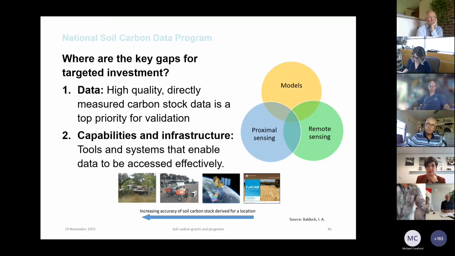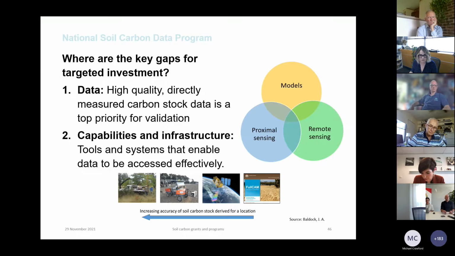Okay, so here we're looking at the first stage I talked about: what are the key gaps for targeted investment? Here we're focusing on two things. Firstly, on data, and secondly, on capability and infrastructure type things.